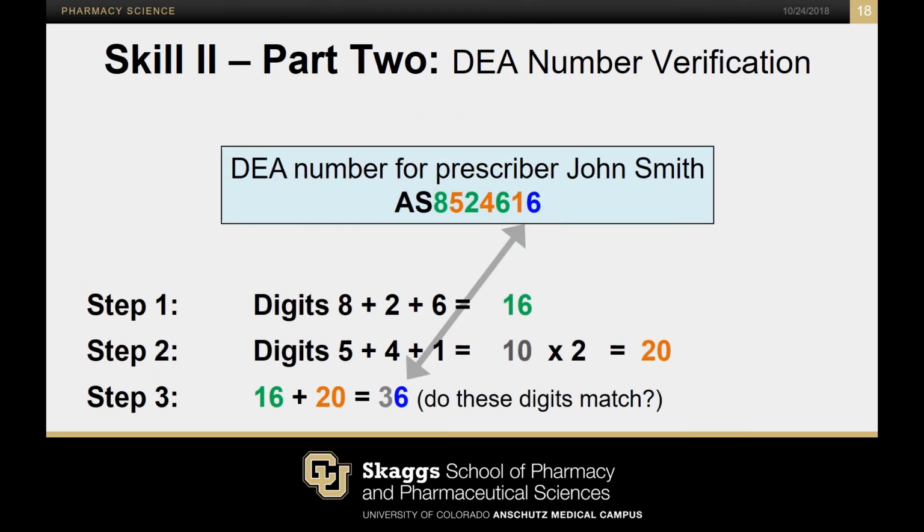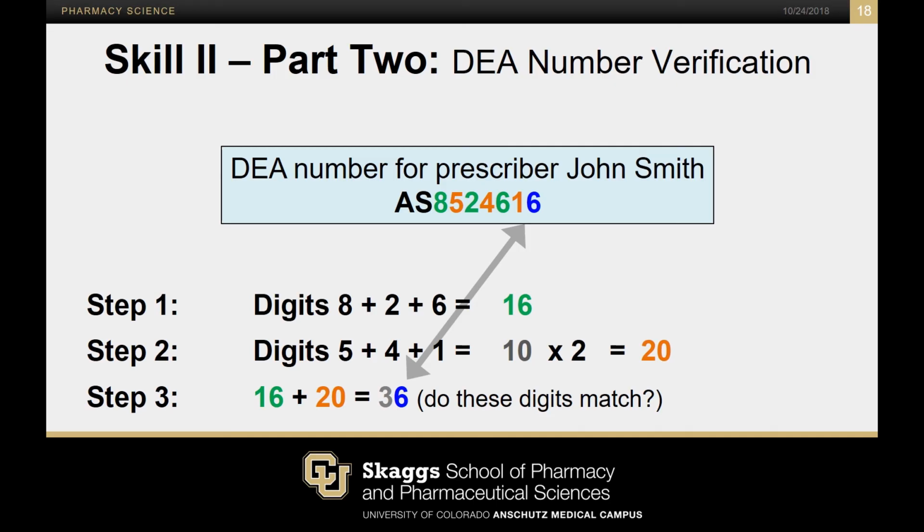Step 2 is to add the first, third, and fifth digits. So we have an 8, a 2, and 6. We sum that together and we get 16.